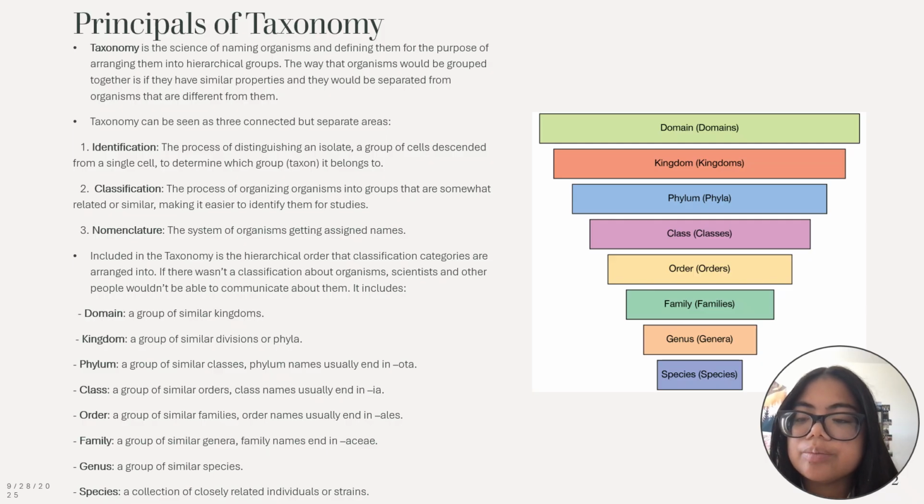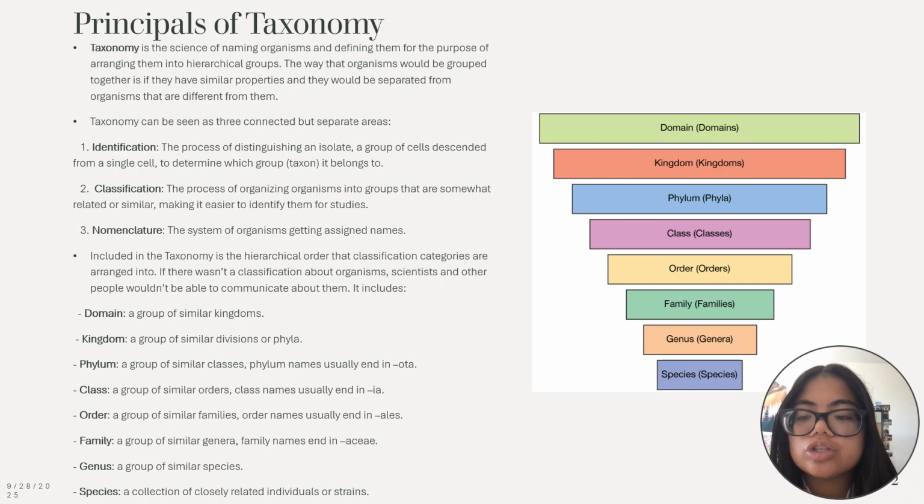Included in taxonomy is the hierarchical order that classification categories are arranged into. If there weren't a classification of organisms, scientists and other people wouldn't be able to communicate about them. It includes the domain, which is the very top, and it's a group of similar kingdoms. Kingdom, a group of similar divisions or phyla. Phylum, a group of similar classes.